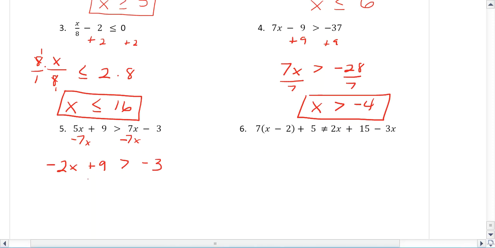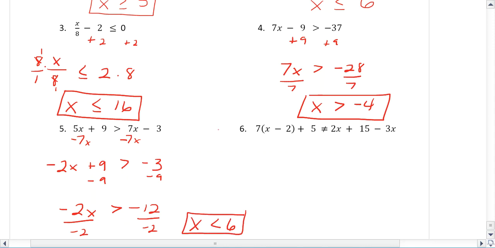So the next step is to subtract a 9 from both sides. So I get negative 2x is greater than negative 12. The last step now, when I have to divide both sides by negative 2, again, I realize that I'm changing the inequality. So I get x is less than 6 for my final answer.